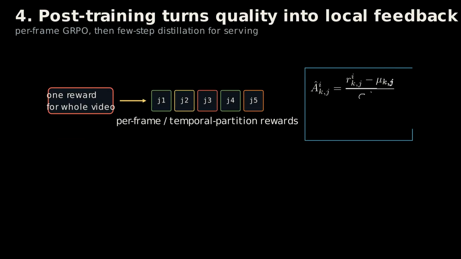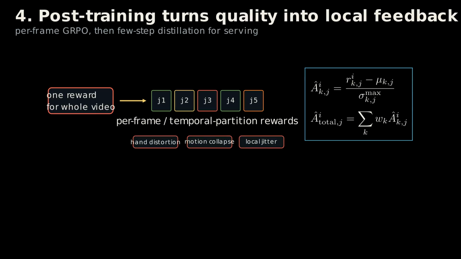After base training, the paper uses per-frame GRPO. Instead of giving one reward to an entire video, rewards are split by temporal partitions. Local artifacts, like hand distortion or a short motion collapse, can receive local credit assignment. Then DMD distillation makes the serving version fast. The base process is effectively 150 forward evaluations, while the accelerated model uses 8.